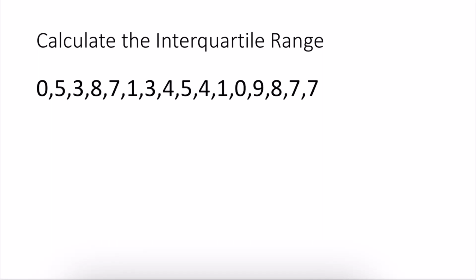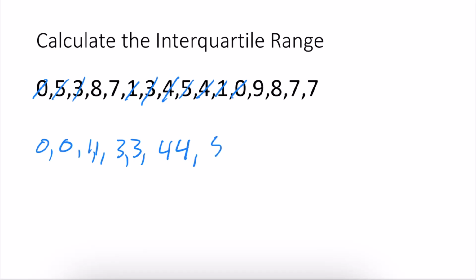Okay, so the first thing I need to do is to find my quartiles. And in order to find my quartiles, I need to find my median. So I'm going to list all of my numbers out in order. So I have 2 zeros, and I also have 2 1s. And I don't have any 2s, but I do have 2 3s. And I have a 4 and another 4. And then I have 2 5s. And 3 7s. And 2 8s.